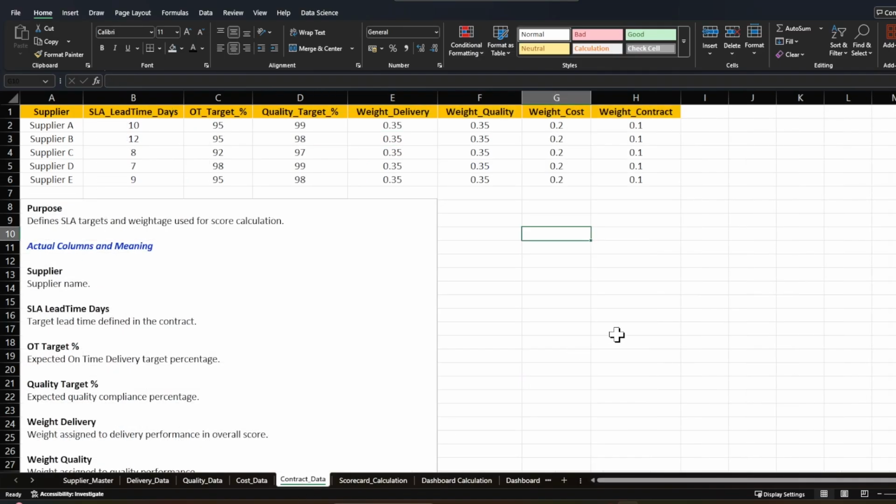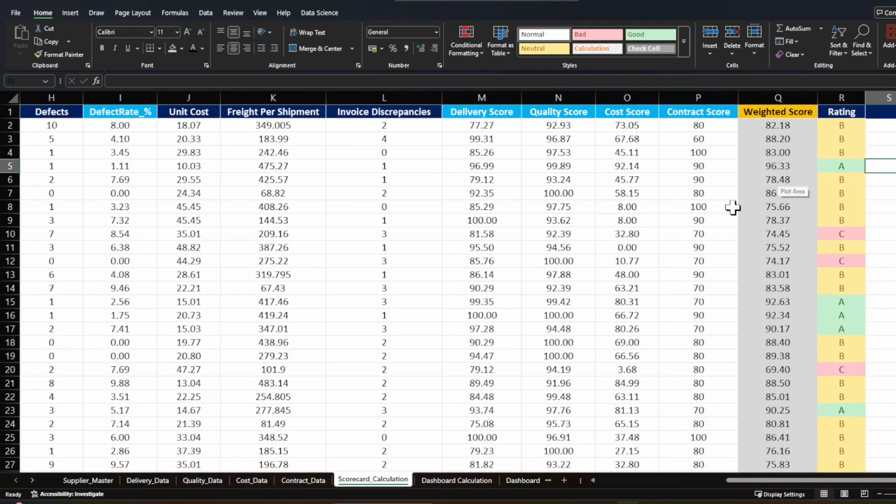Moving on to the contract data. In the contract data, we define service level agreement targets and weightage used for the score calculation. As I was saying, we need to provide a rating to each of our suppliers by a certain weighted number, and that weighted number is based on four scores, which are delivery, quality, cost, and contract. Now we need to put some weightage around it. How much weight you want to give to delivery, to quality, to cost, and to contract.